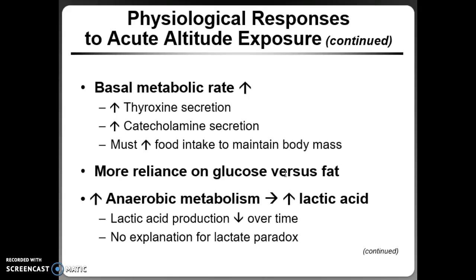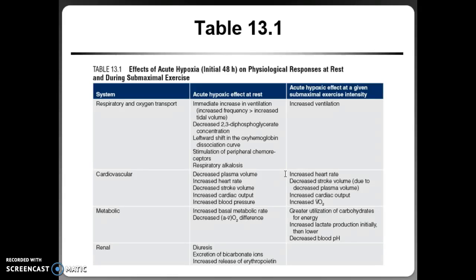As we hit higher altitudes, our basal metabolic rate increases, which means we need to also increase our food intake, with more reliance on glucose than fat. We don't really understand this fully, but what we end up seeing is that we increase anaerobic metabolism and lactic acid as we are at higher altitudes, but over time that lactic acid production will begin to decrease.